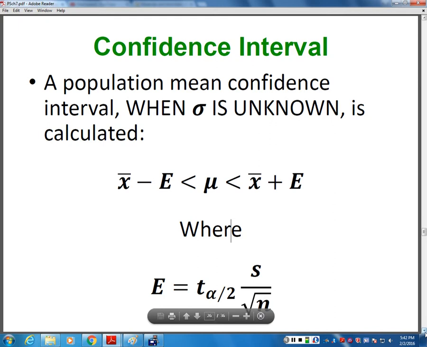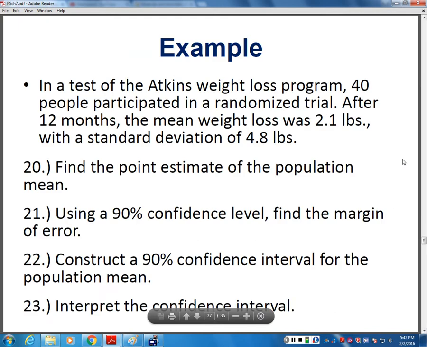So let's do an example. Here's a scenario. In a test of the Atkins weight loss program, 40 people participated in a randomized trial. After 12 months, the mean weight loss was 2.1 pounds, with a standard deviation of 4.8 pounds. We'll find the point estimate, and using a 90% confidence level, we'll find the margin of error, and then use that to construct a confidence interval for the population mean.